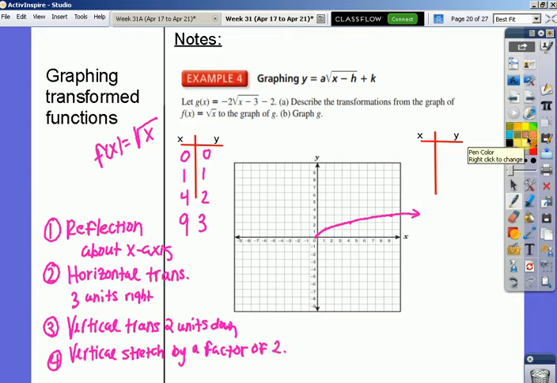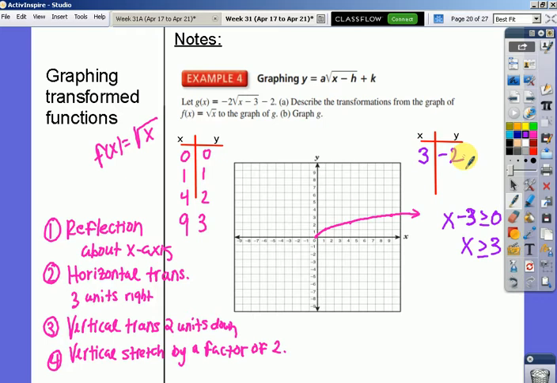Find the domain first. What's your domain? Well, I have to do x minus 3 is greater than or equal to 0. X is greater than or equal to 3. That's my domain. Okay? So, just plot points. Plot 3. When I plug in 3, what do I get? 3 minus 3 is 0. 0 times negative 2 is 0. 0 minus 2 is negative 2.